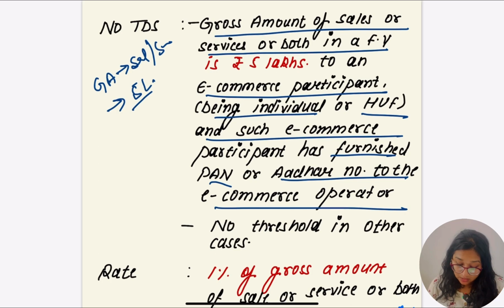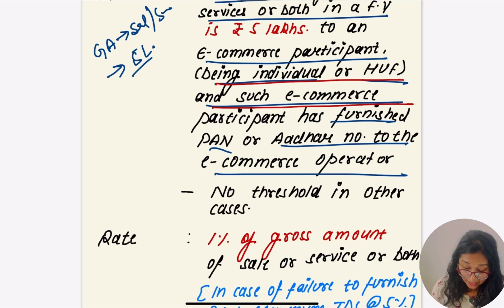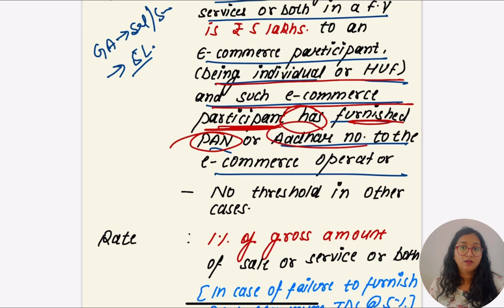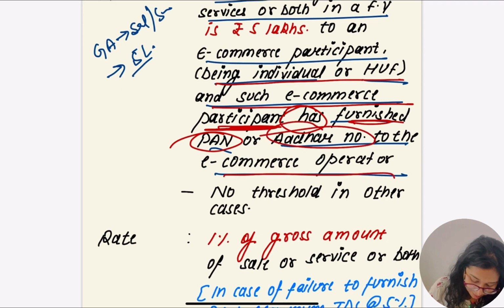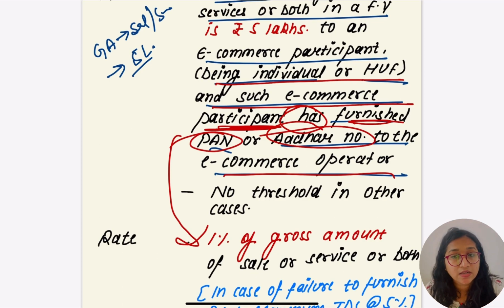And one more thing: being an individual or HUF, let me read it again, and such e-commerce participant has furnished the PAN or Aadhaar number to the e-commerce operator, then only the rate is going to be 1% if it exceeds the limit. Which limit? The 5 lakh limit. If the gross amount of sales or services or both exceeds 5 lakh, the rate is going to be 1% of the gross amount of sales or services or both.